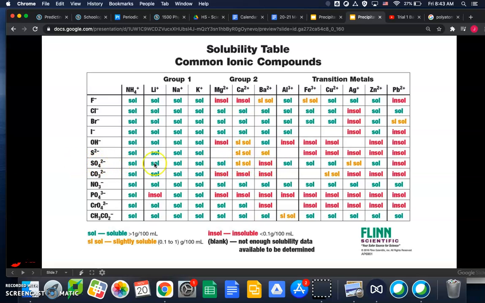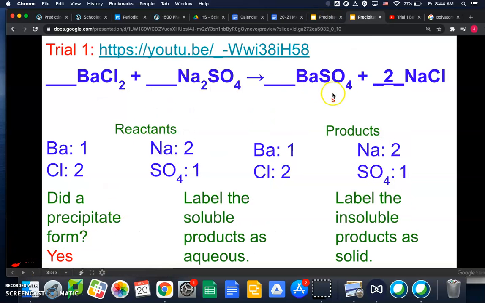So if we see where sulfate meets barium, we get that red INSOL. That means insoluble. You can see you've got the key down here. Red means insoluble. So barium sulfate is insoluble. Insoluble products are the ones that are making the clouds. It's the ones that are forming a solid. So we're going to label this as solid, and we just do that by writing a little s on the underside. That's what I did here. I just wrote a little s.